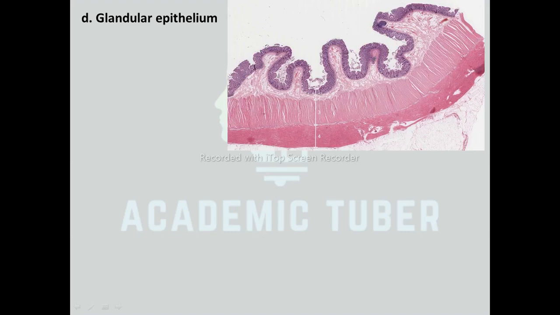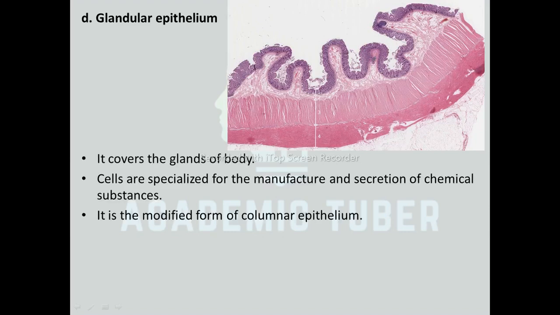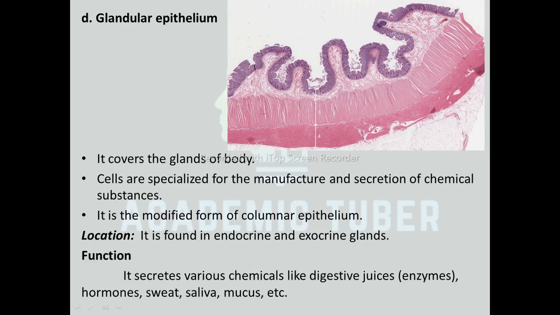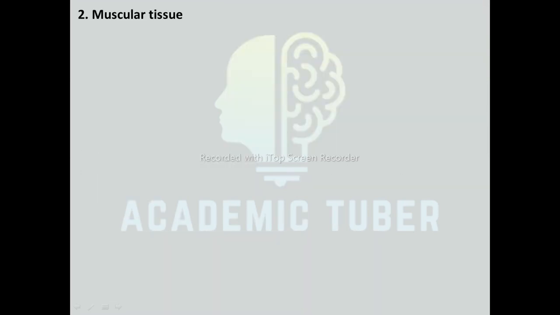Glandular epithelium. So here is a diagram showing the glandular epithelium. Glandular epithelium covers the glands of the body. Cells are specialized for the manufacture and secretion of chemical substances. It is the modified form of columnar epithelium. It is found in the endocrine and exocrine glands, and its major function is to secrete various chemicals like digestive juice, which are also known as enzymes, hormones, sweat, saliva, mucus, etc.